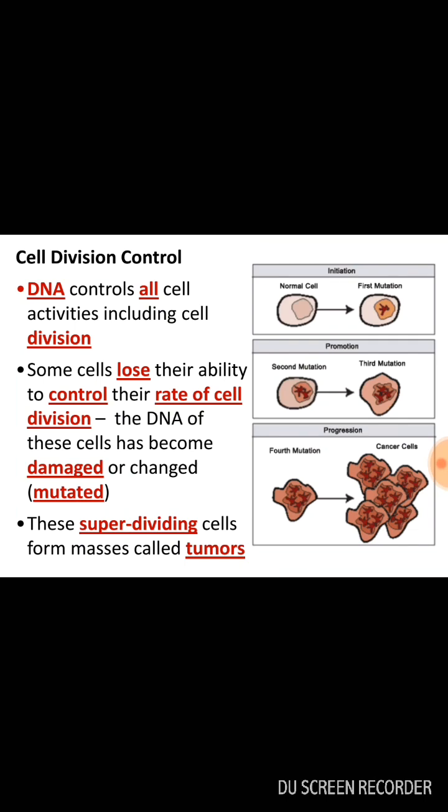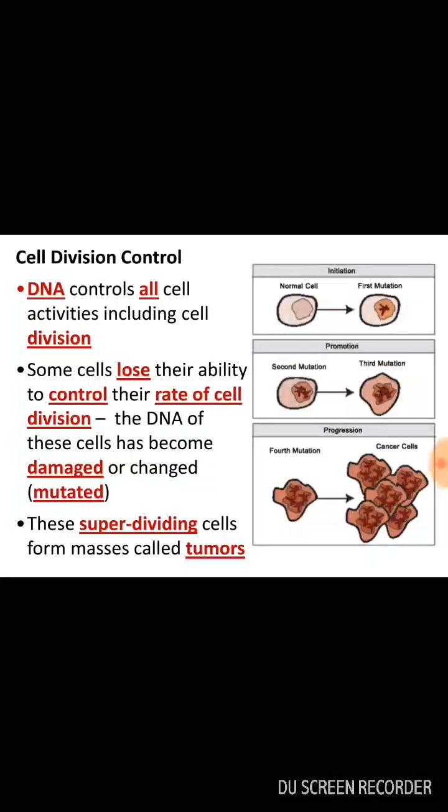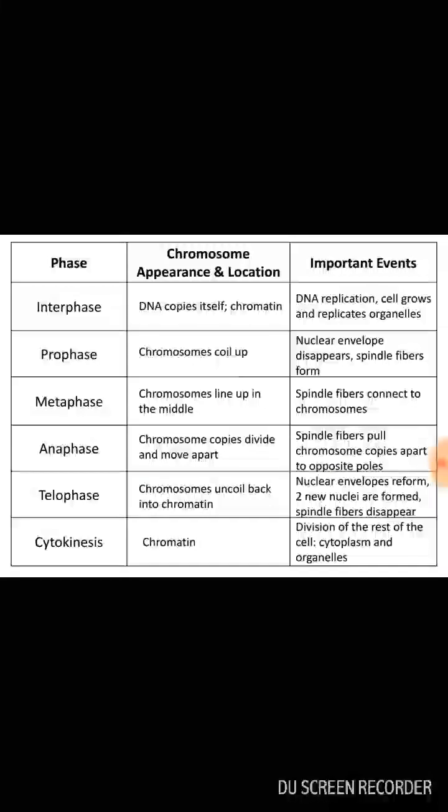And cell division control, let us see, this cell division needs to be controlled as well. So DNA controls all cell activities, including cell division. Some cells, they lose their ability to control their rate of cell division, so the DNA of these cells has been damaged, and hence the tumors are formed.